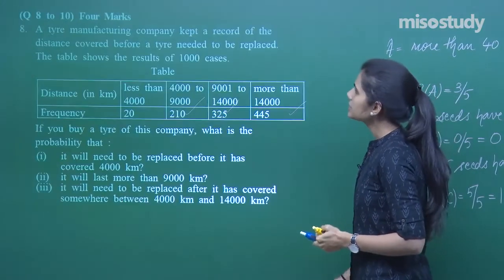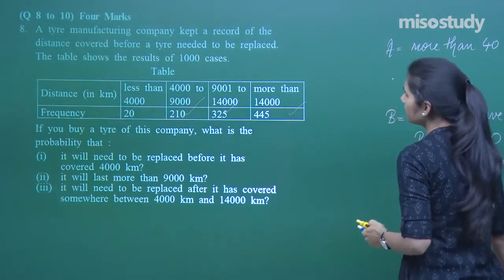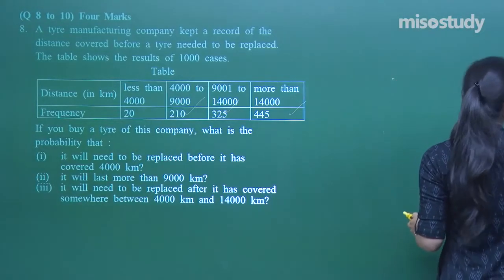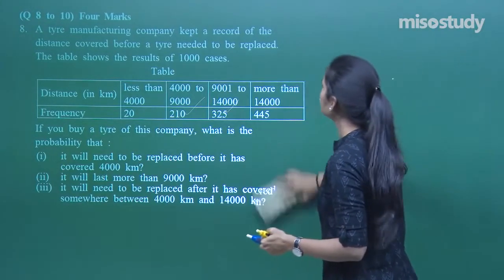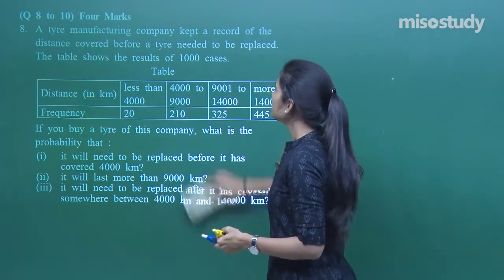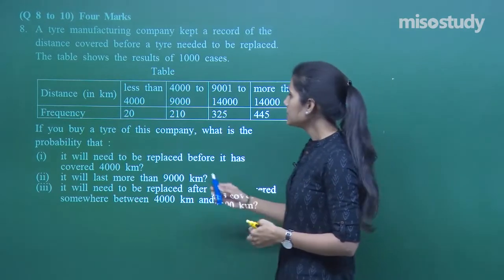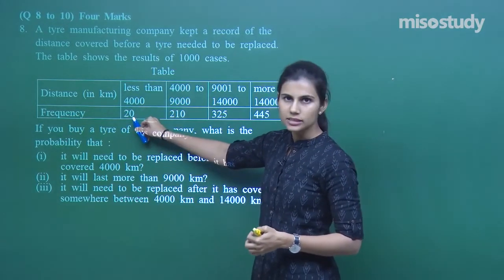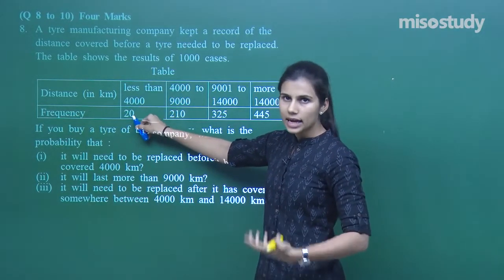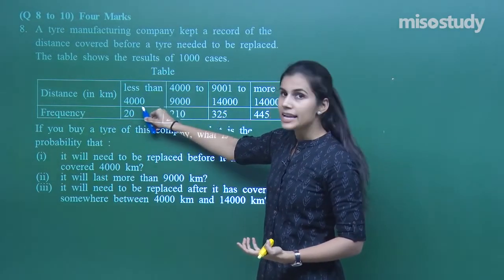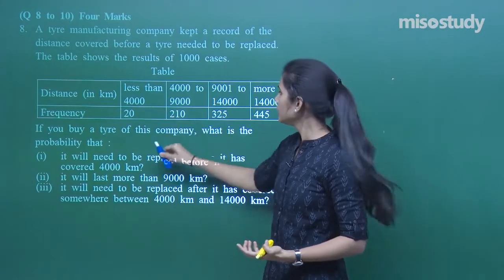Next question says, a tire manufacturing company kept a record of distance covered before a tire needed to be replaced, and this table is showing 1000 such cases. That means there were 20 vehicles or there were 20 tires which got changed after covering less than 4000 kilometers.